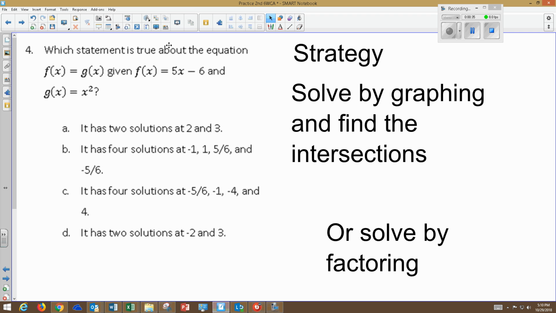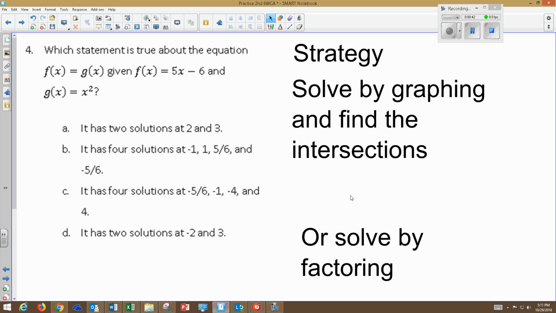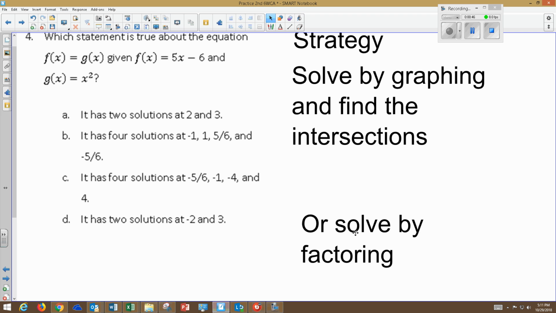and 3. So strategy number 1, we can solve by graphing and just look at the intersections and see what are the x values at the intersections. Or we can solve it by factoring. And we'll look at both those examples. First of all, let's graph.